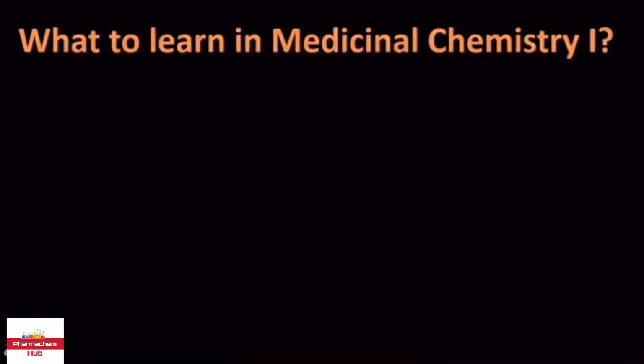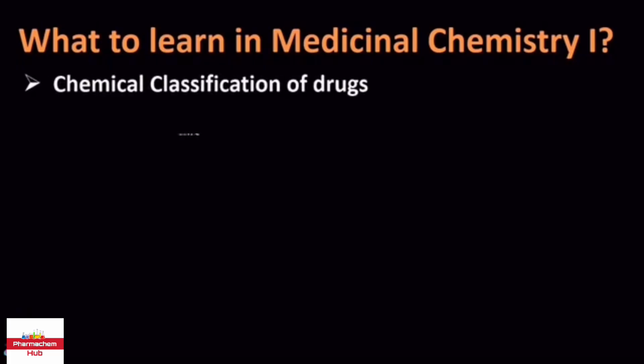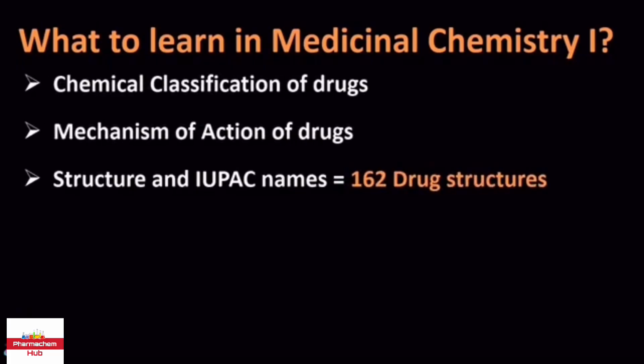In Unit 2, 3, 4 and 5, you have to learn things like chemical classification of drugs, mechanism of action of drugs, structure and IUPAC names. Around 162 drugs are included in your syllabus. That's why the syllabus looks vast or big. I have already made videos on all the units with the structure and IUPAC names. So links are given in the description. Please go and watch those videos also.